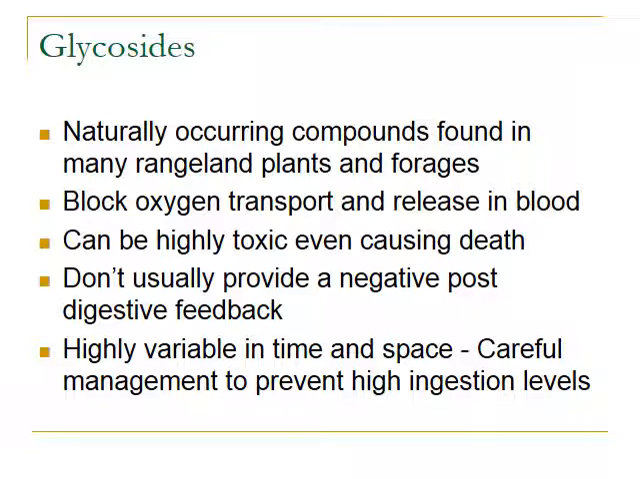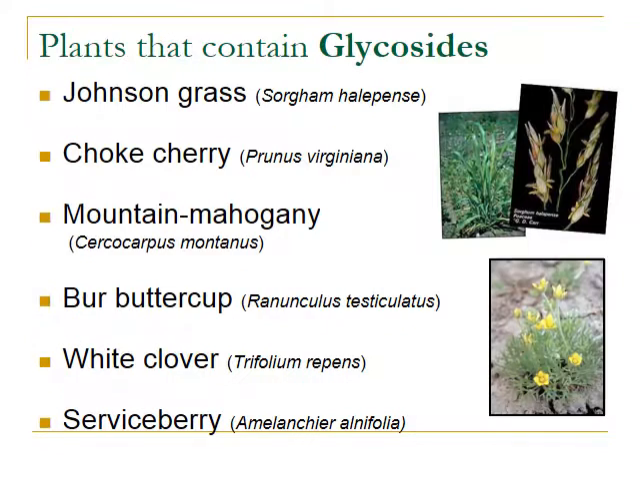animals. And then again, the problem with them, like alkaloids, is they don't make the animals sick, so they don't provide that negative digestive feedback. The effect of blocking oxygen is just something that's hard for animals to learn to avoid a food because they couldn't breathe. So another problem with glycosides is they're highly variable in time and space. This is a group of chemicals that can really be in a plant but not converted to a toxic compound until a freeze or until a drought or until some hot day and cold night. So the environmental conditions can really change it from being pretty benign to very toxic overnight.